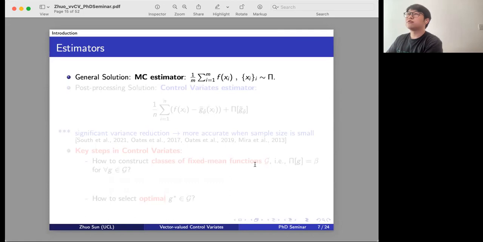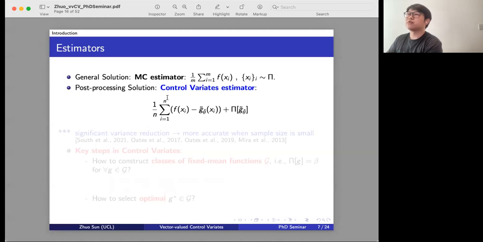Okay. So a general solution to these expectations is Monte Carlo estimators. Basically, we have a collection of samples from the target distribution, and we take the average of f(x_i). However, this Monte Carlo estimator is known to have large variance. Normally, to achieve a reasonable accuracy, the number of samples needs to be reasonably large.